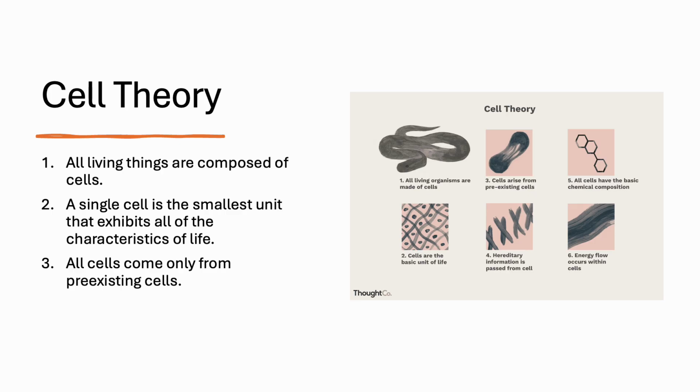Third, the cell only arises from pre-existing cells. This means that life is continuous. Every cell today is descended from earlier cells, forming an unbroken chain back to the first cell billions of years ago. Before this theory was widely accepted, many people believed in spontaneous generation, or the idea that life could appear from non-living matter. The rejection of that idea reshaped science and laid the foundation for modern microbiology, genetics, and medicine.